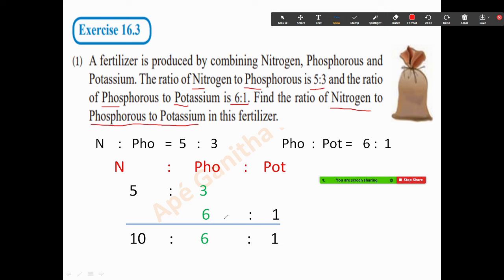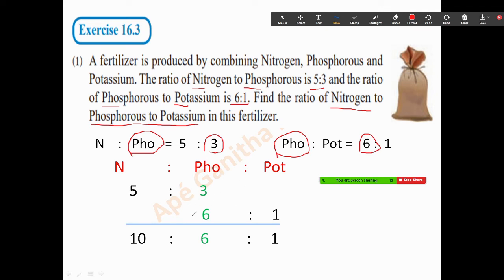Now what is common in both ratios? Phosphorus. Here it is the second component, 3, and here the first component, 6. Phosphorus is common, so we have to get the least common multiple for phosphorus. The components of phosphorus are 3 and 6. The LCM of 3 and 6 is 6. If you want, you can divide and check.